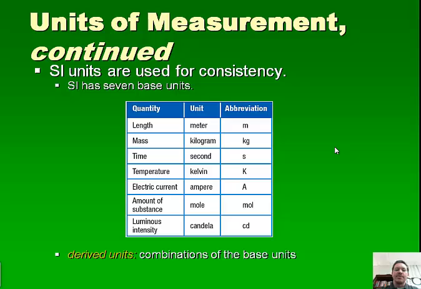And then we can also have derived units, which are a combination of base units, like density, which we talked about before. Density is mass in volume, so we have to incorporate both of those things to figure out a derived unit. So it takes more than one of these units to figure it out.